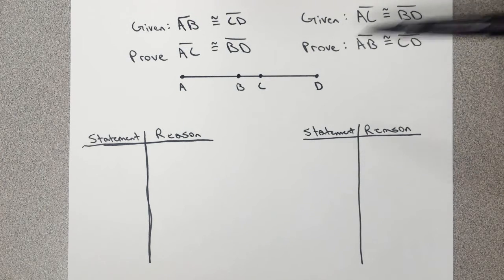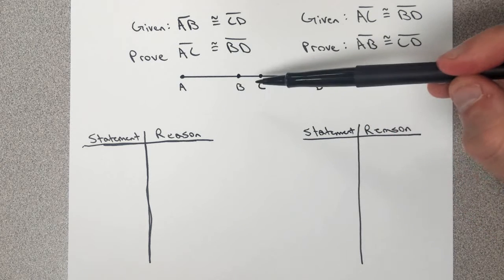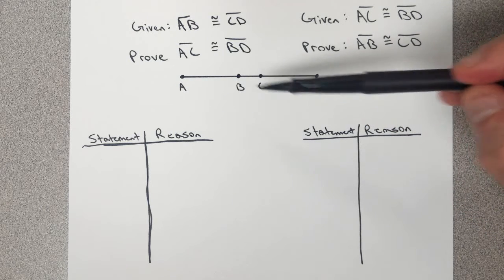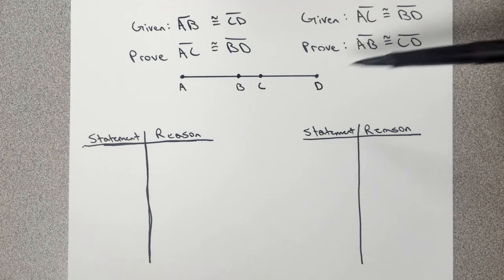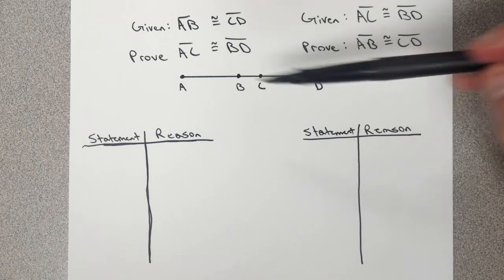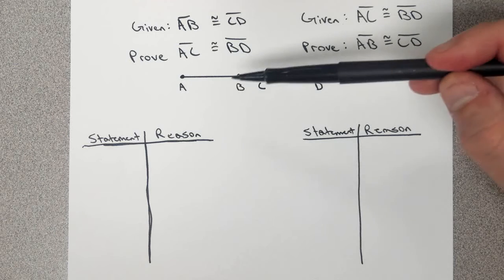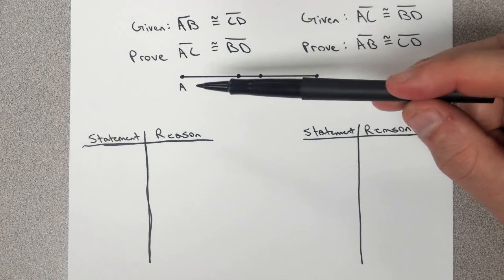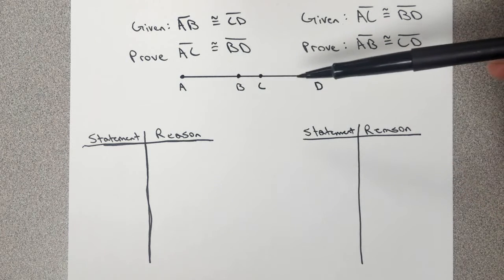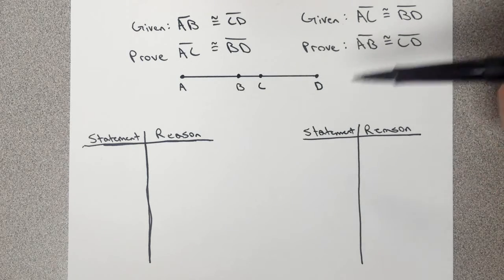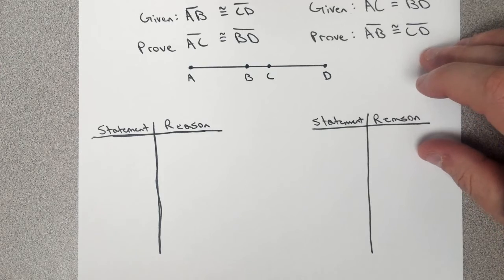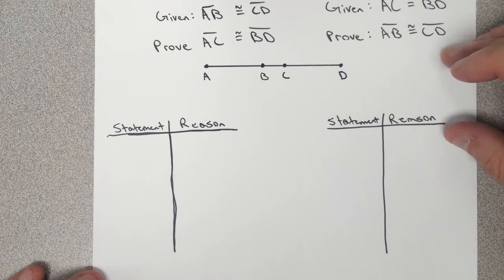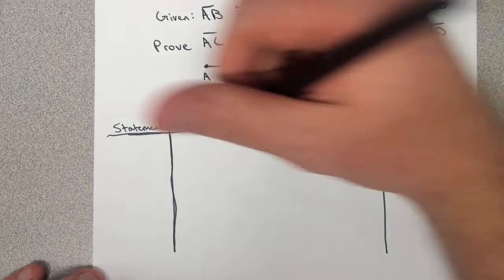It also says that if you're given the overlapping segments are congruent, that AC is congruent to BD, then you get to claim that AB is congruent to CD. So given congruence of overlapping segments, you get to claim that the outside segments are congruent as well. I'm going to do these individually. In the two-column format, we always start with our given information.